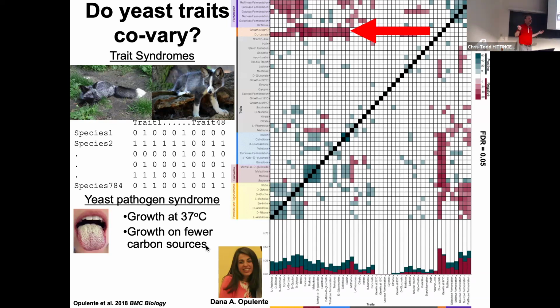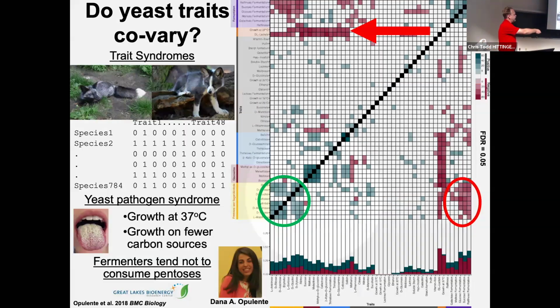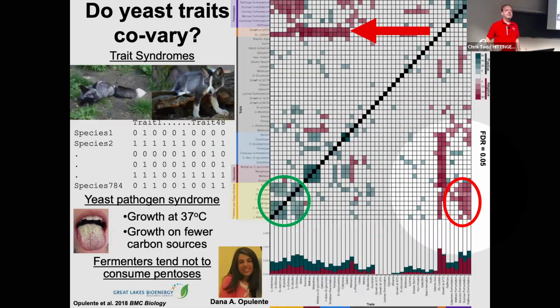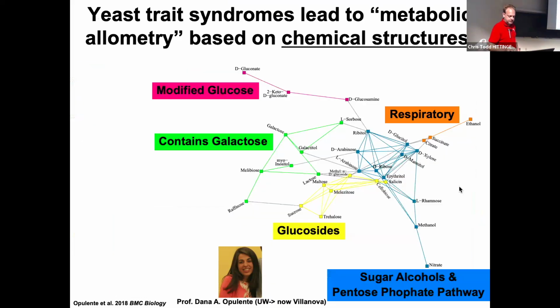One is that there are two major trait syndromes here. One is a yeast pathogen syndrome, and that's that big cluster of red there, where things that tend to grow at 37 degrees tend to use fewer carbon sources. The other big one is a fermentation syndrome. This blue cluster is a bunch of fermentation traits. Those are highly correlated with one another, but they are negatively correlated with pentose metabolism. So yeasts that are good fermenters tend not to consume pentoses, which is a real problem in bioenergy research because those are very abundant sugars in plant cell walls.